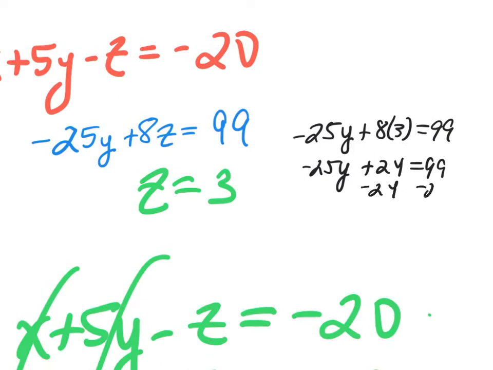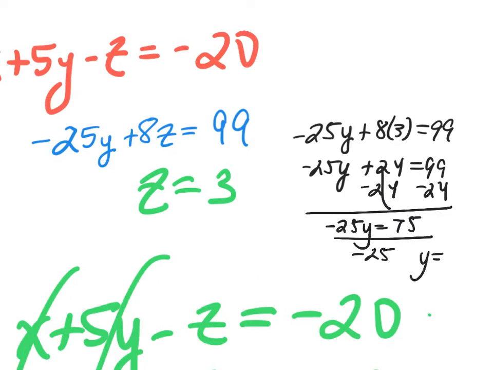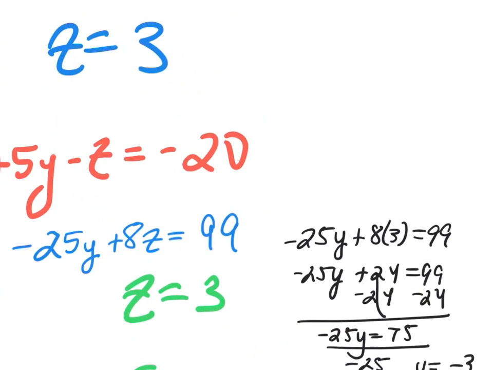Subtract 24. So what's 99 minus 24? Positive? Yeah? So divide both sides by negative 25, and y equals negative 3. Well, now I know what z equals. Now I know what y equals. How do I find out what x equals? Plug it into the first one.